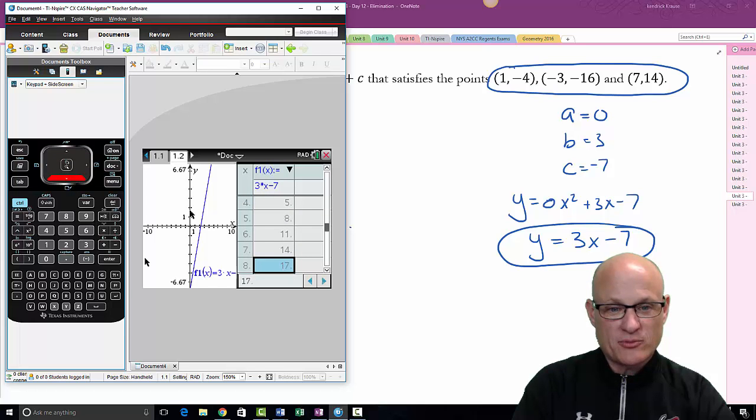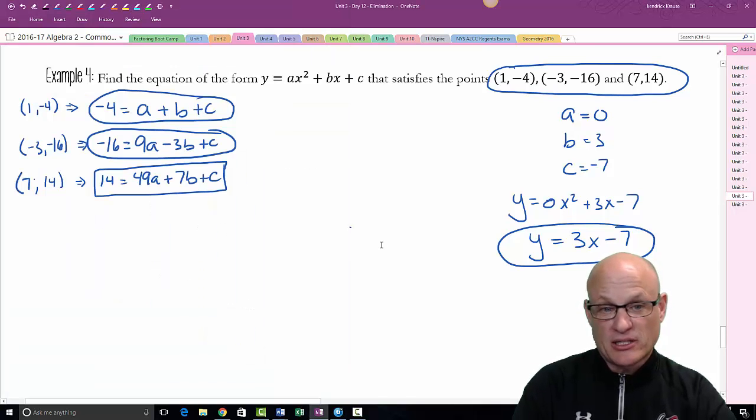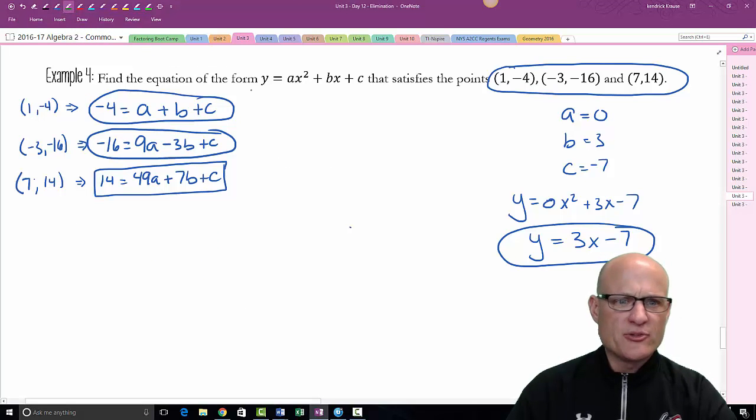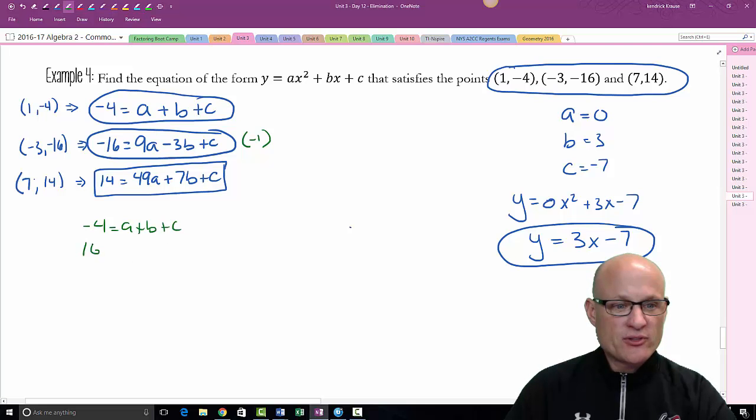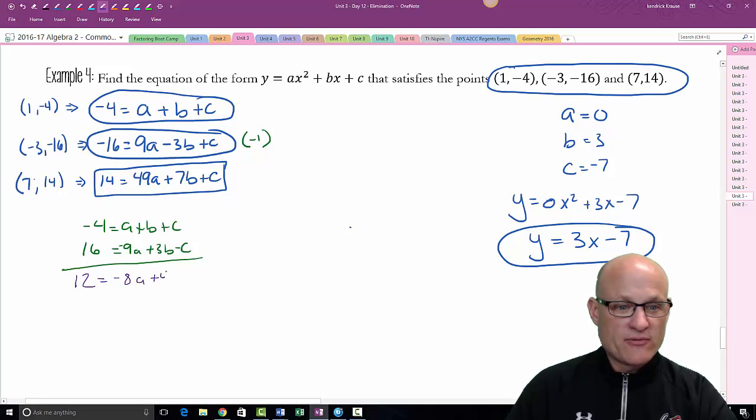I'm not sure why I picked this one, but this is a really bad example. But it turns out to be linear. I still should be able to do it. So let's do this. I'm going to multiply this one through by -1. So I get -4 equals A plus B plus C. 16 equals -9A plus 3B minus C. Let's put these babies together. I get 12 equals -8A plus 4B. All right, this is my first equation.